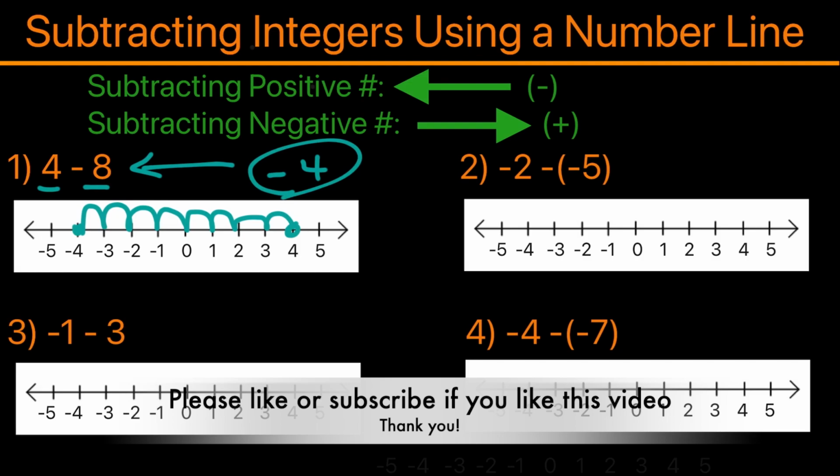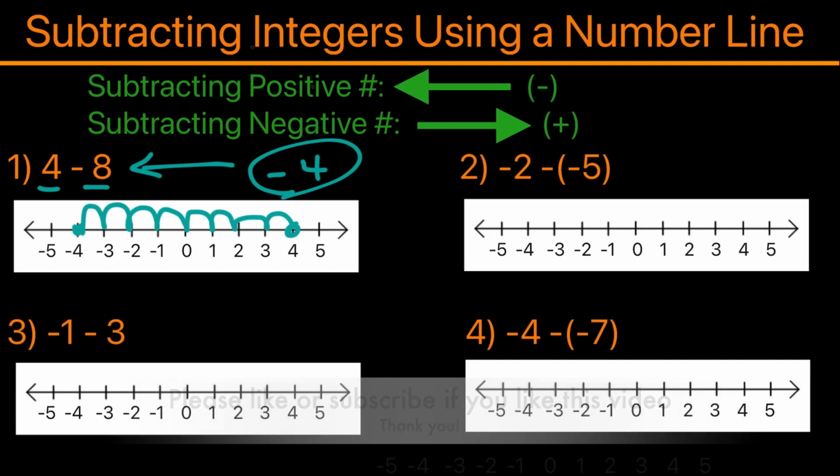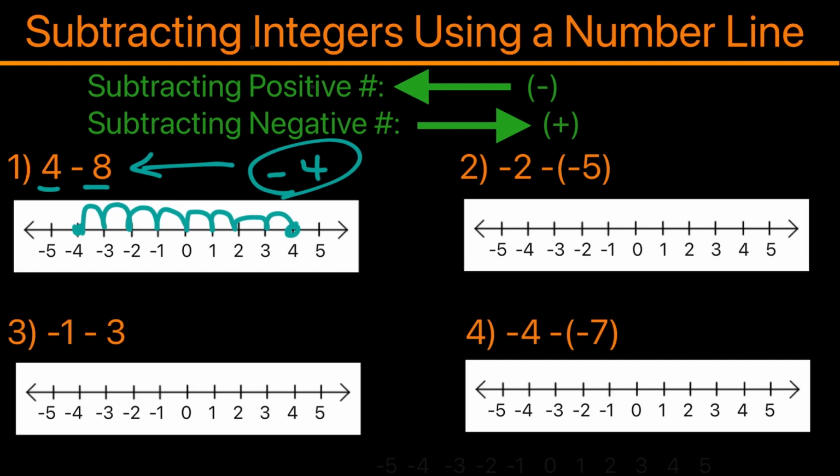Now for the second example, we have -2 minus -5. So here we have an expression that is subtracting a negative number. So it's a double negative, as you can see here. So -2 minus -5 means that it's a +5. So we're adding 5, which means that we're heading toward the right direction.